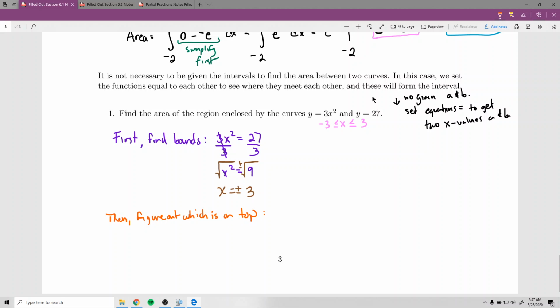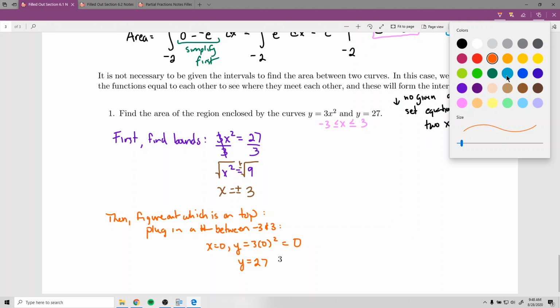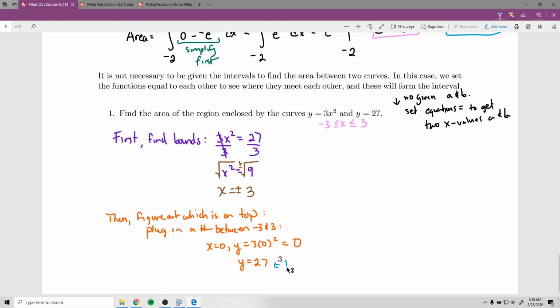And according to our picture, it should be the 27. We'll do the exact same thing as we did before. Plug in a number between -3 and 3. And because I have 0 there, I'm going to plug in 0. For the first one, if I plug in 0 for x, I get 3 times 0 squared, which is just 0. And the second one is 27, no matter what. So the y equals 27 is on the top, which it needs to be because of our picture. And then 3x squared is on the bottom.